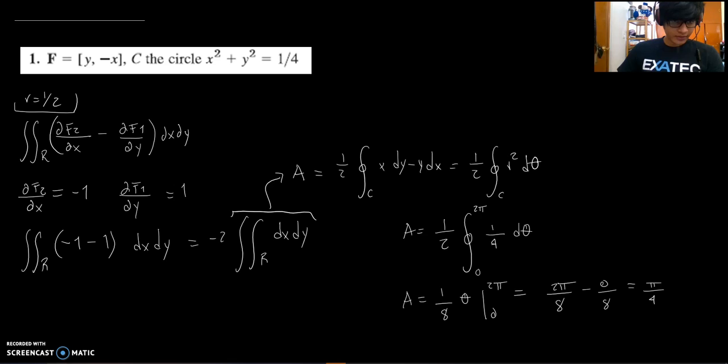Is that right? I guess it is right. Hence, the result of all this, going back from here, will be minus 2 times the area, which is equal to pi over 4. And this will be equal to minus pi over 2. And there it is, an example of how to use Green's theorem to evaluate a function over a closed bounded region.